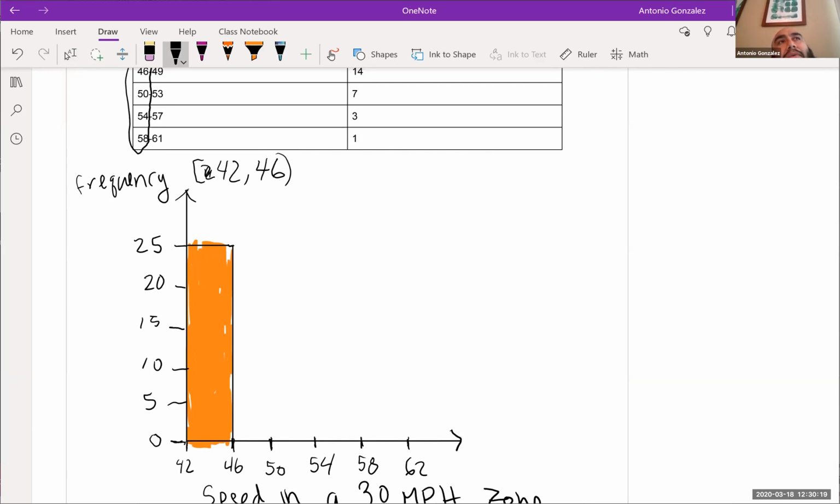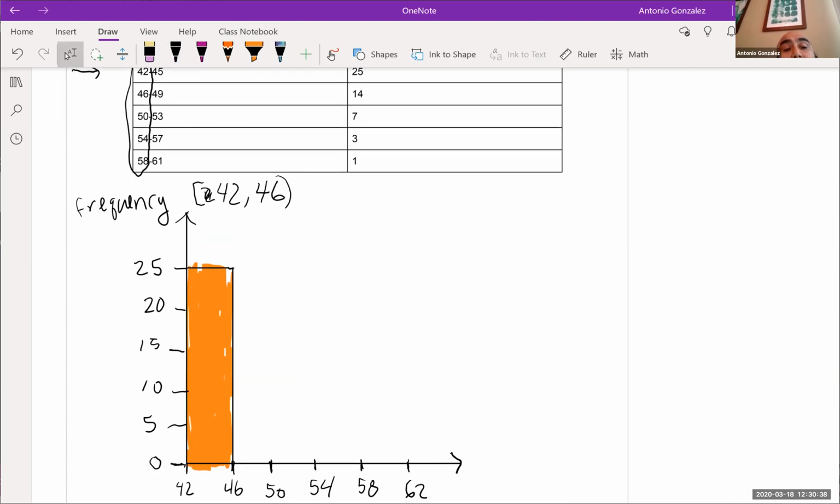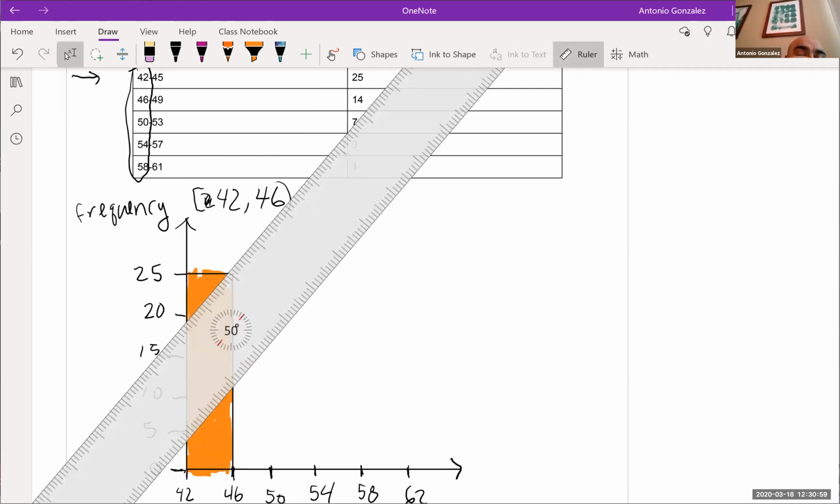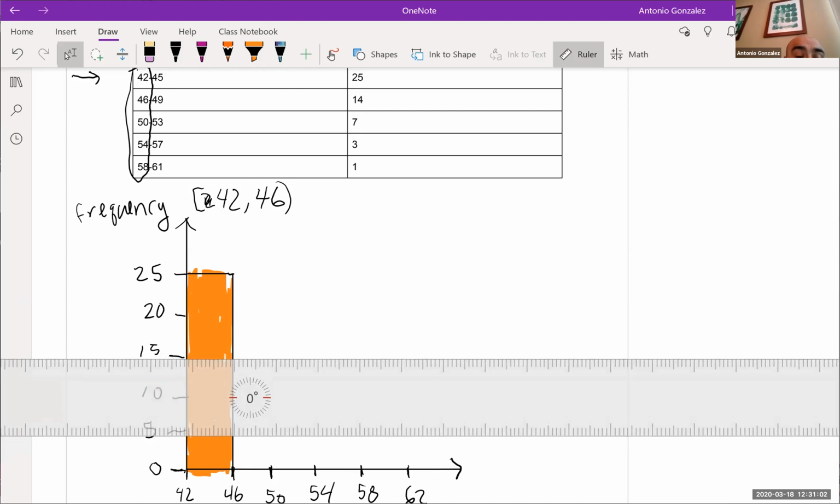But we want to make sure we understand that all of these values are interpreted as 42, and you go all the way up to, but you do not include, 46. The next one starts at 46 and goes up to 49. Again, there are no values like 49.5 or 50. So it stops at 50 but does not include 50. So 46 to 49, those would be 14, and let me draw this here. Let's say 14 is right below 15.